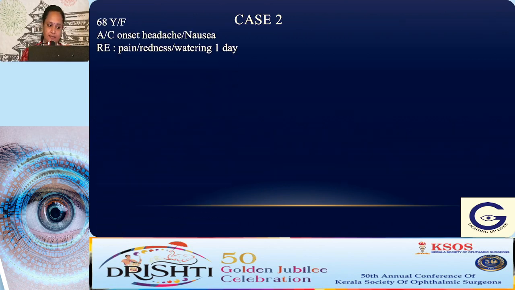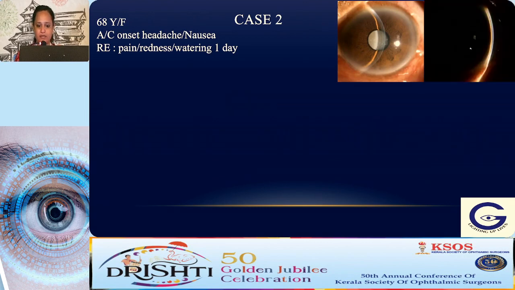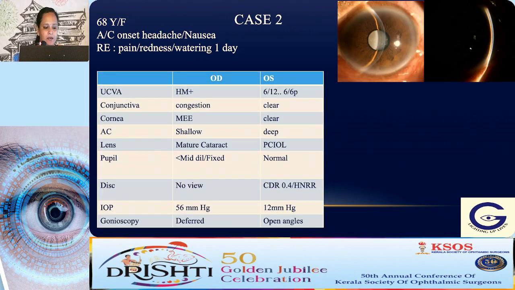Second case, a 68-year-old female presented with acute onset headache, nausea, with right eye pain, redness, watering since 1 day. This was the presentation. This picture was taken on the next day when her pressure reduced. On examination, her uncorrected visual acuity was hand movements and there was conjunctival congestion, epithelial edema, shallow AC, and the lens was showing mature cataract, mid-dilated fixed pupil. There was no view of the disc.